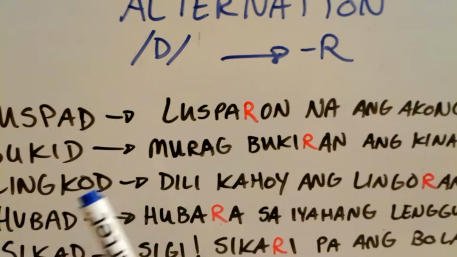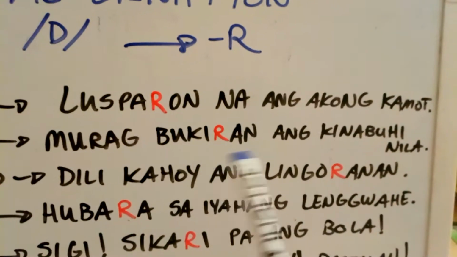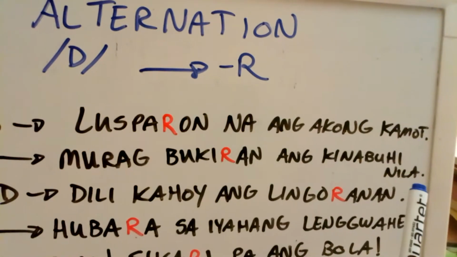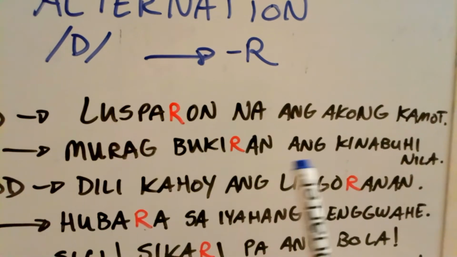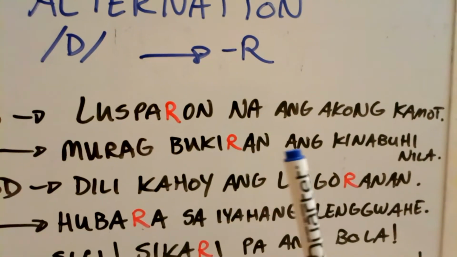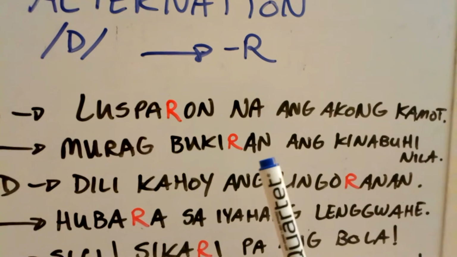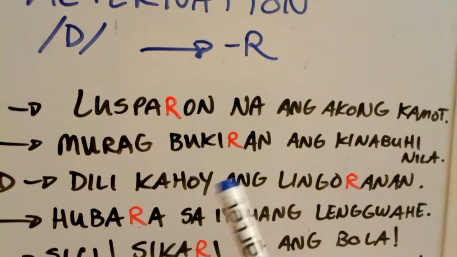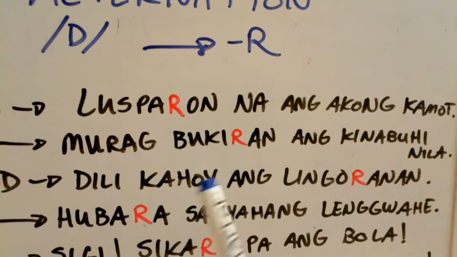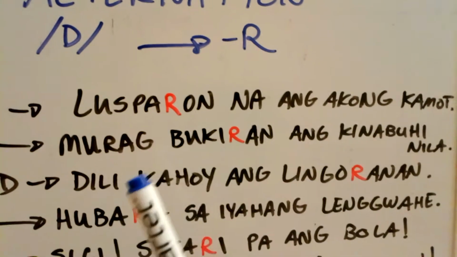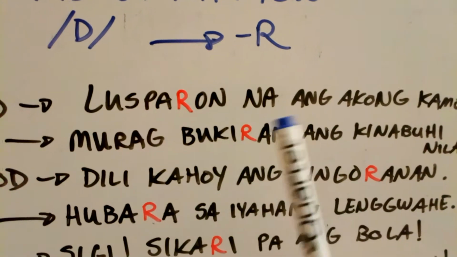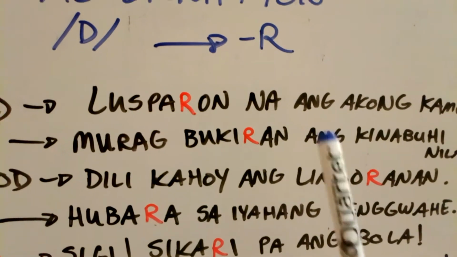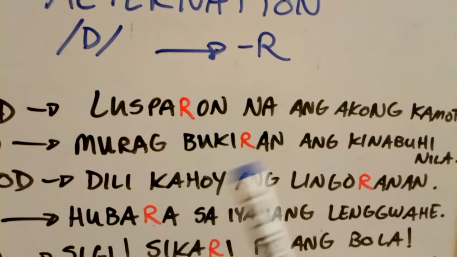Second example, bukid, meaning mountain. Murag bukiran ang kinabuhi nila. So it's kind of, their lifestyle is like from the mountains or from the mountainside. Like their way of life is of the mountains or relating to the mountains. Bukidan doesn't have a good conversational flow, so we say bukiran. That D changes to an R.